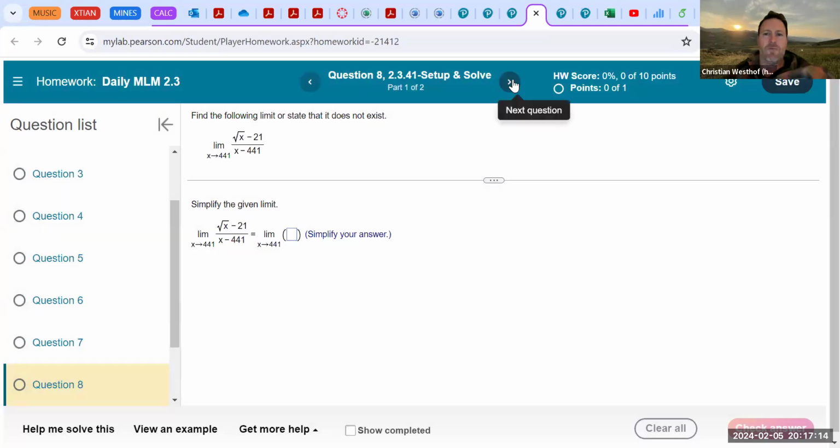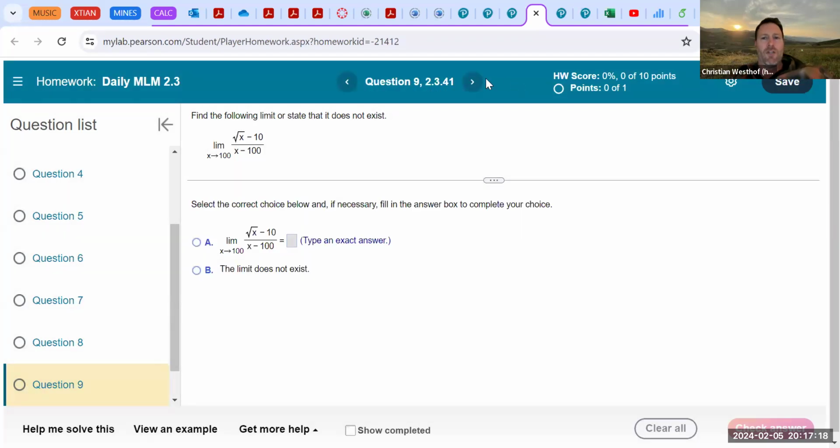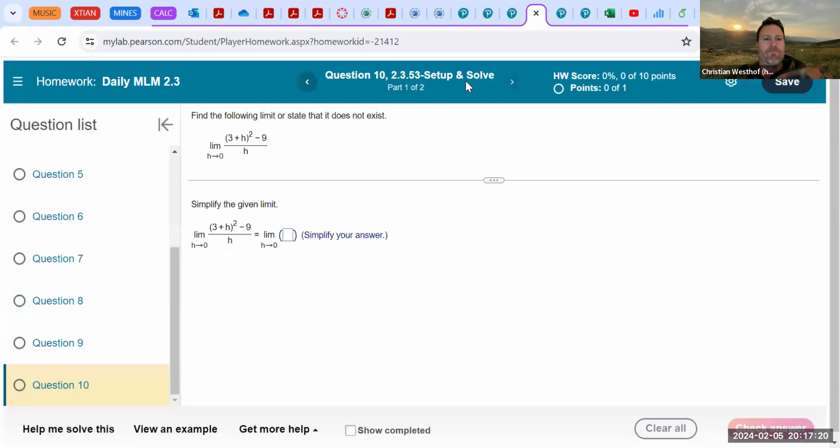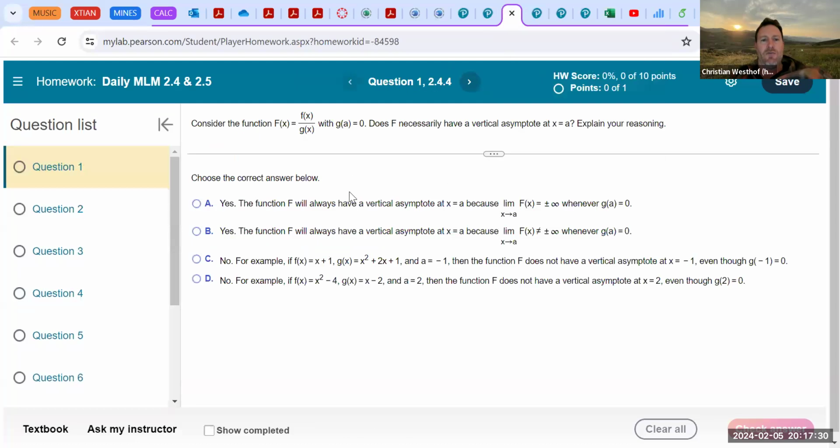Multiply by a conjugate, know how to do that. More conjugate things. Let's see, what would you do here? You'd FOIL out the numerator and try to cancel an h. And I think that's it for 2.3.